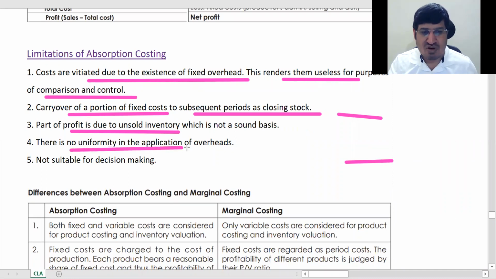Then there is no uniformity in application of overheads. So again, within overheads there are a few methods.